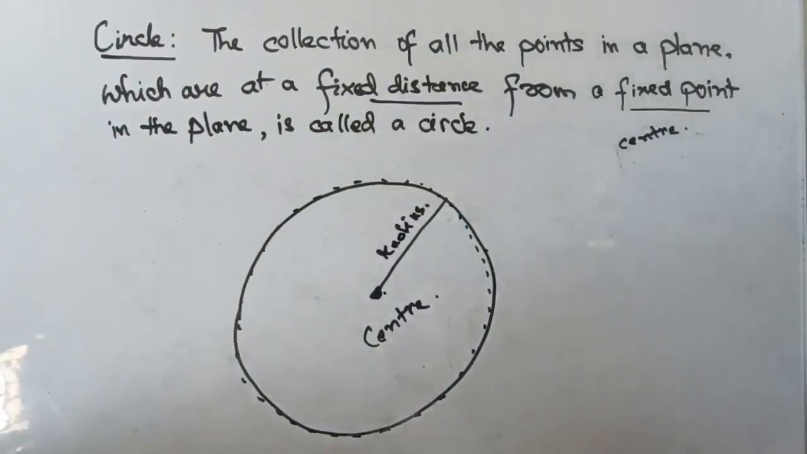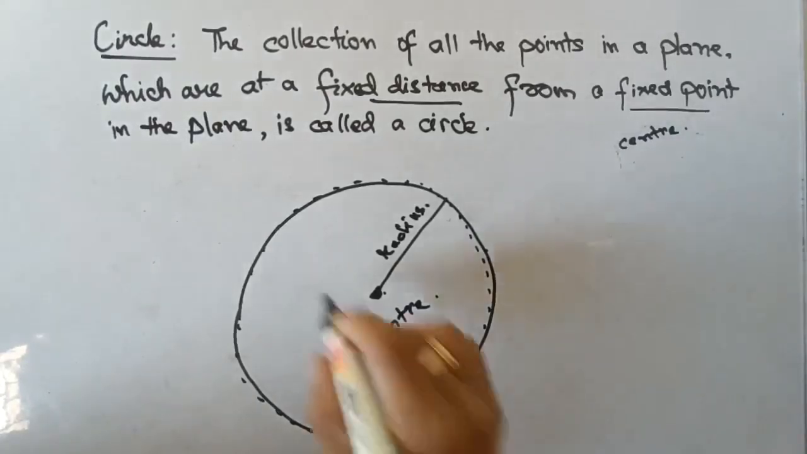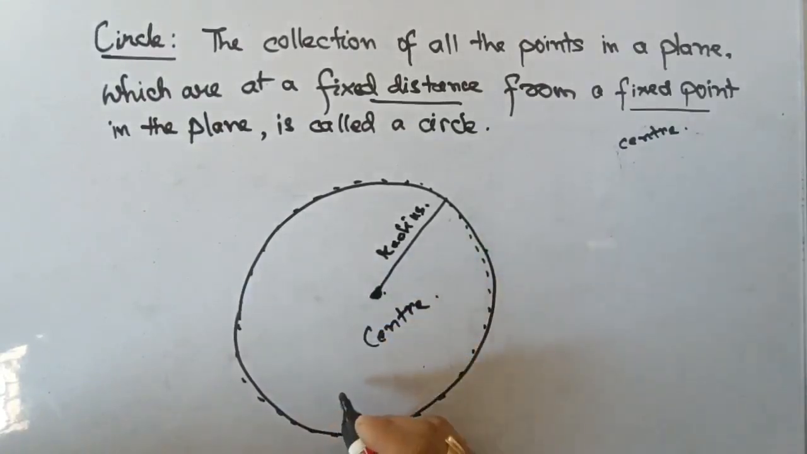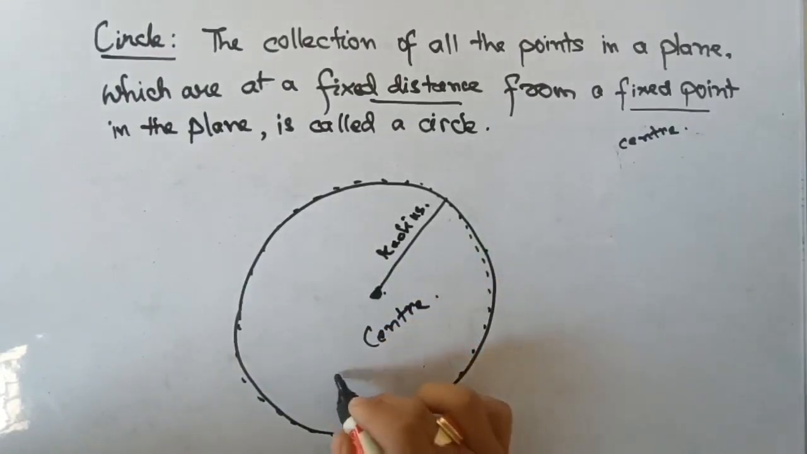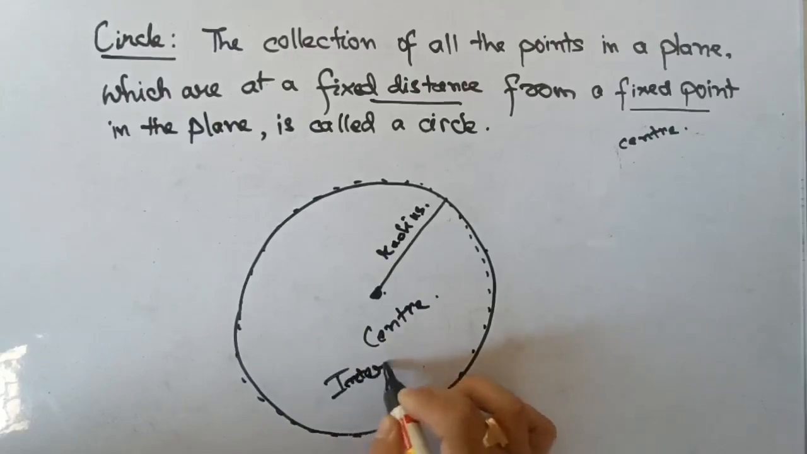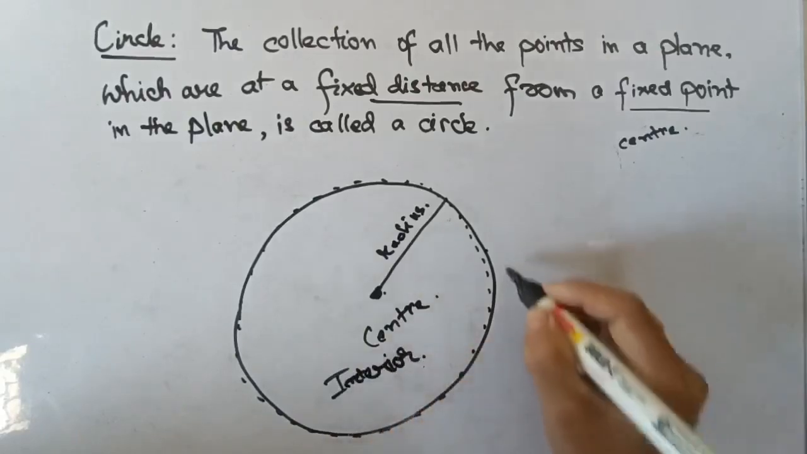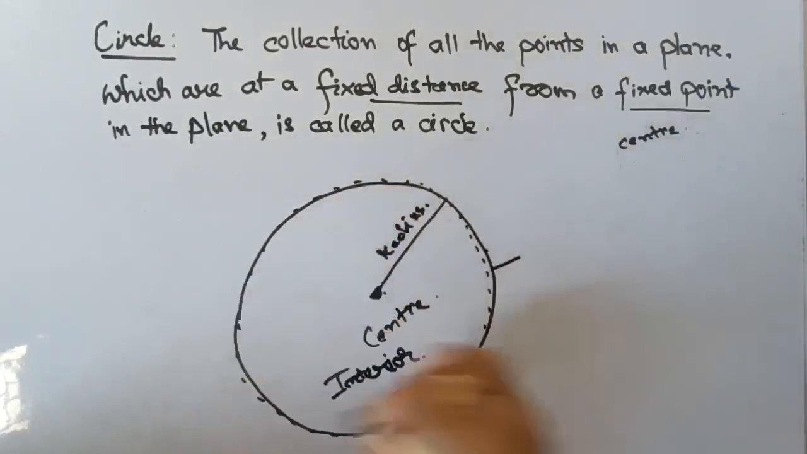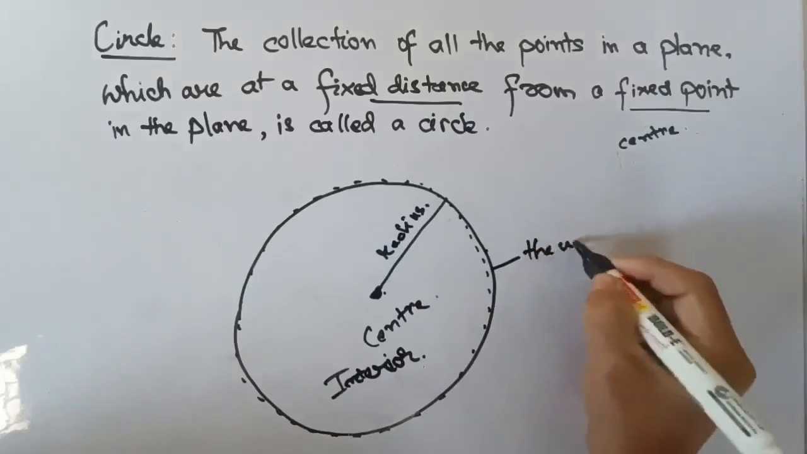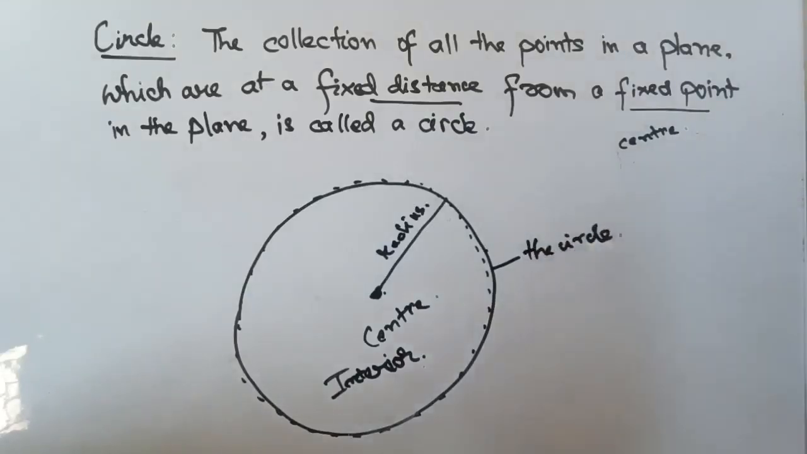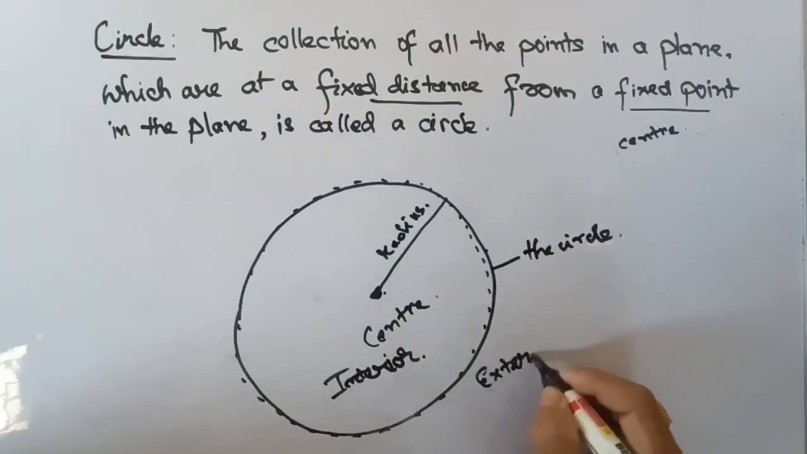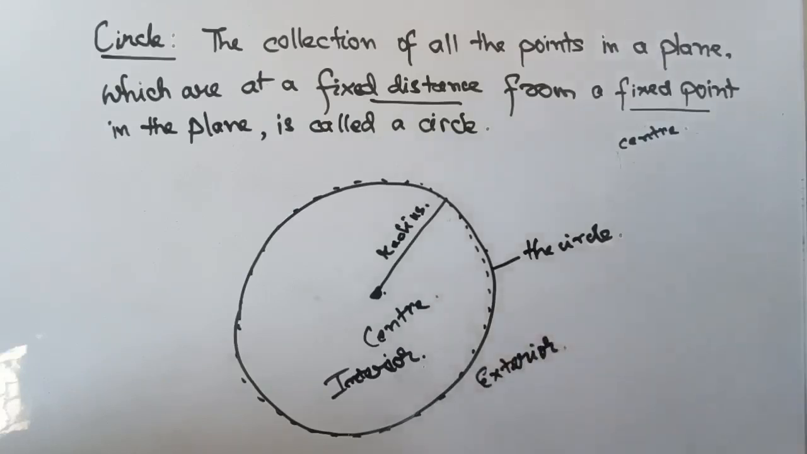Now this circle divides the plane on which it lies into three parts. That is the part which is inside the circle, which we call the interior of the circle, and the part on the circle, which is the circle itself, and the part which lies outside the circle, which is called the exterior of the circle.